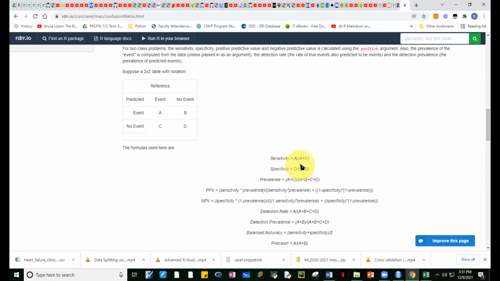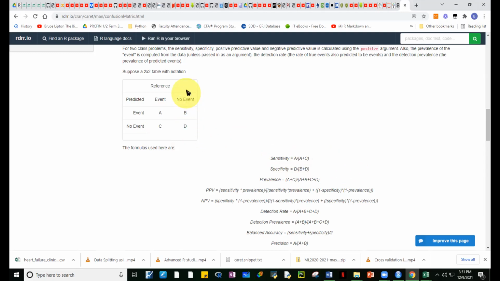Sensitivity. Sensitivity guys, A over A plus C. What does that mean? Ibig sabihin guys, sa lahat ng predict, no? Okay, ilan yung tama? A, tama ito. Ito, C. Okay, so mali. So A over A plus C.